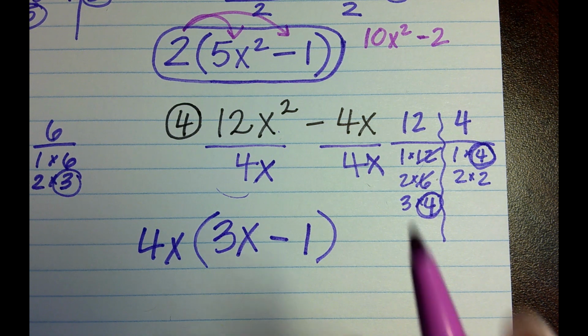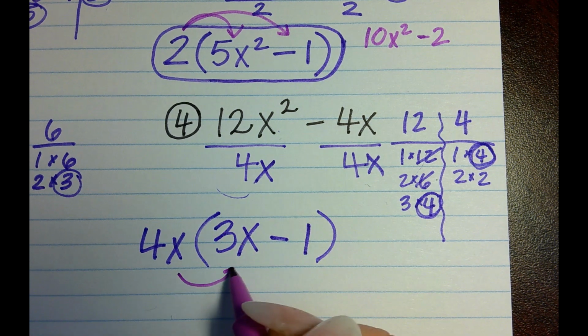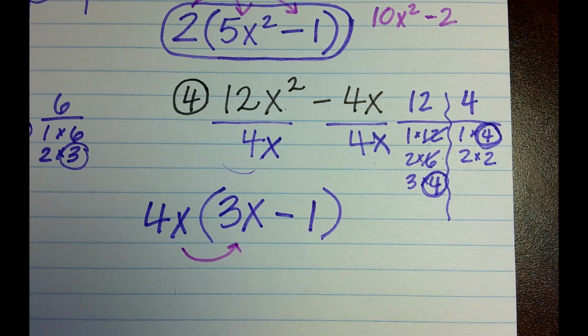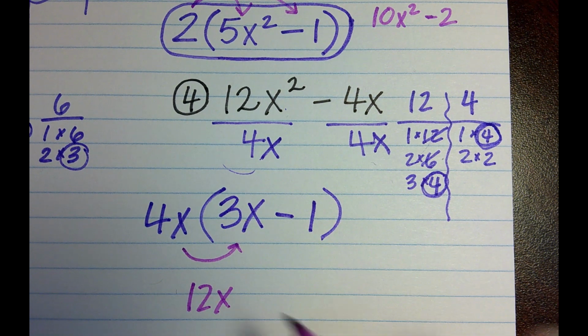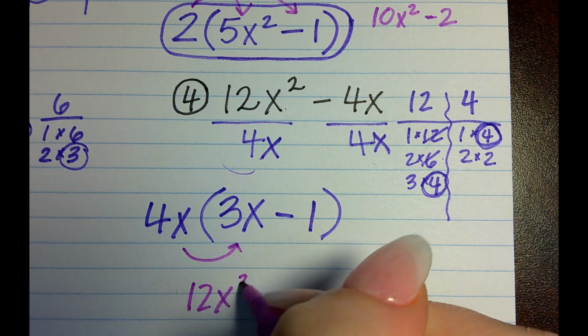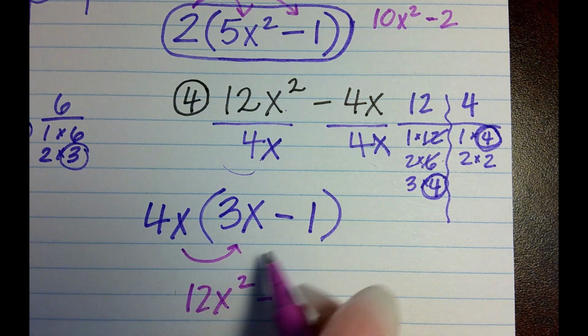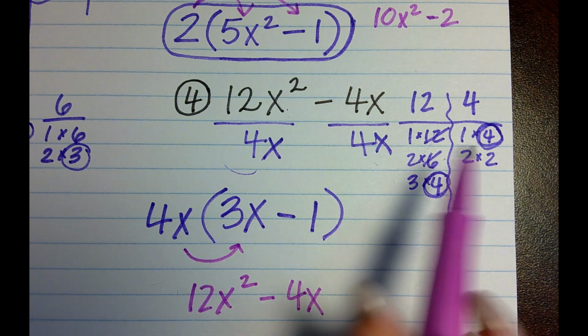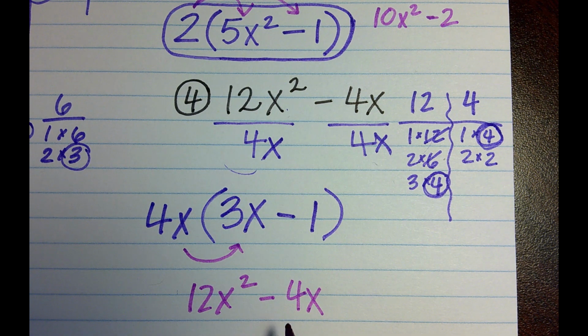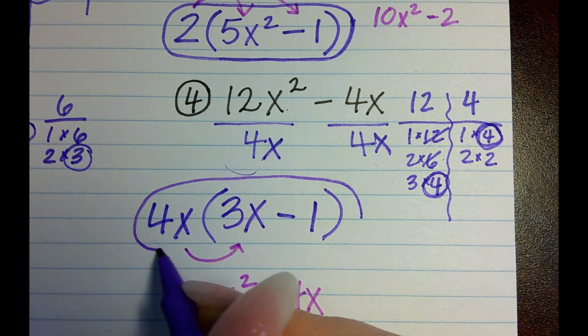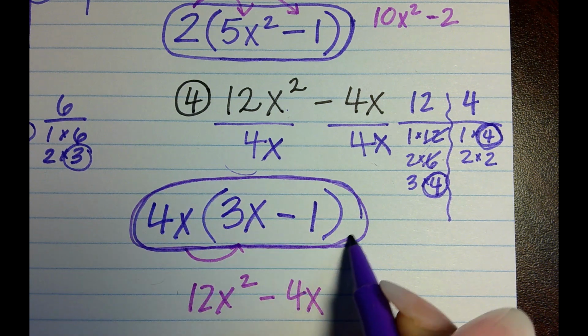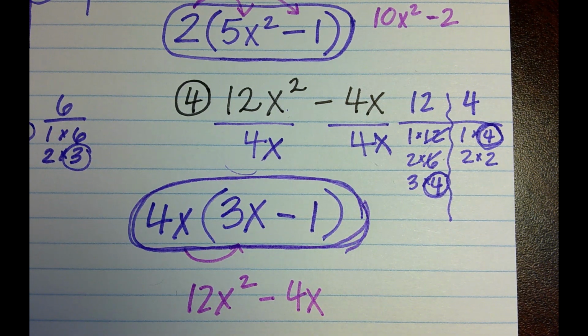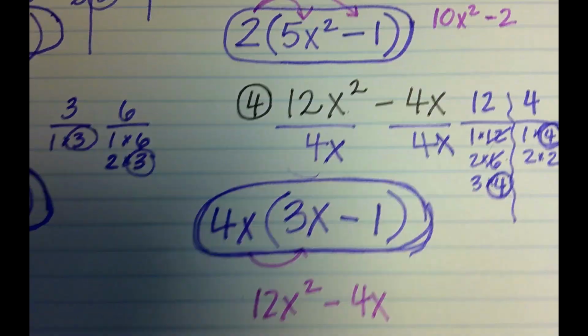Now let's check our answer just for good measure. What's 4x times 3x? 12x squared, good. Minus 4x times 1 is 4x. So that's the same as what we started with, 12x squared minus 4x. So that means we factored properly. That is our answer. Awesome. Okay. So this was our do now.